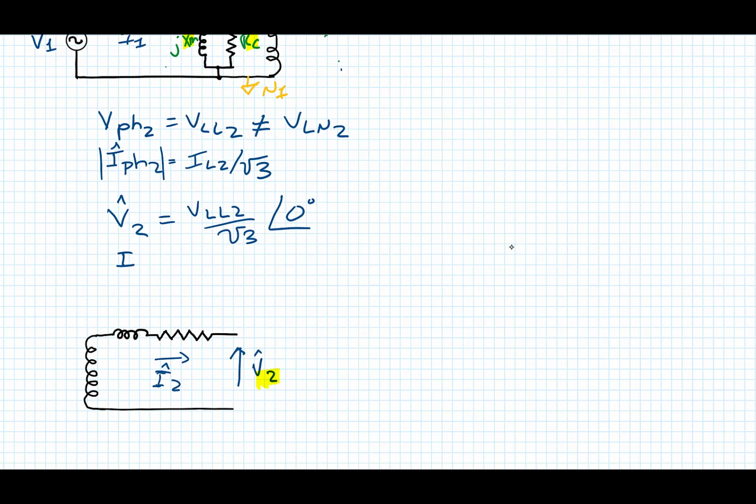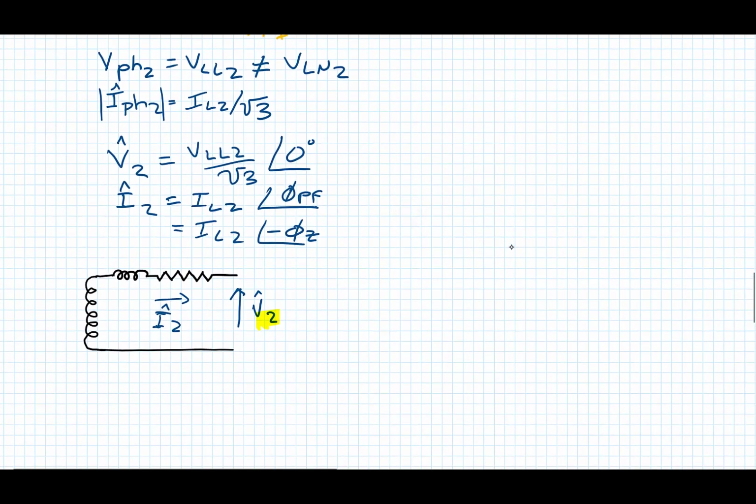So I2 would end up being I line 2 with our equivalent line to neutral circuit, and then it would be an angle. If we knew the load power factor right there, we could say that's the power factor angle. Or if we don't, let's say we know the load impedance, we could say it's the negative of the impedance angle.